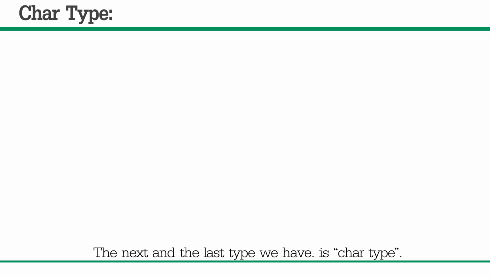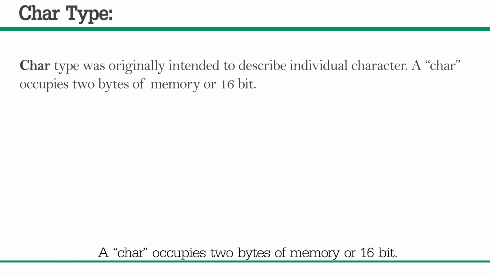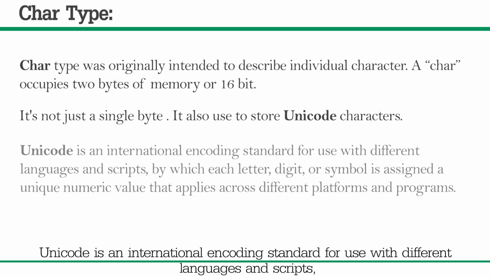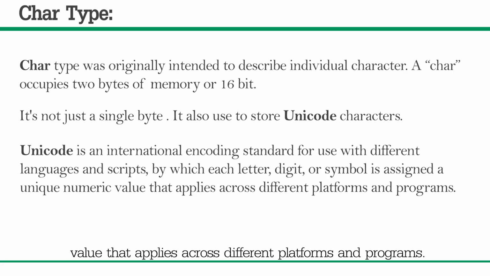The next and the last type we have is char type. Char type was originally intended to describe an individual character. A char occupies 2 bytes of memory or 16 bits. It's not just a single byte. It is also used to store Unicode characters. Unicode is an international encoding standard for use with different languages and scripts, by which each letter, digit, or symbol is assigned a unique numeric value that applies across different platforms and programs.